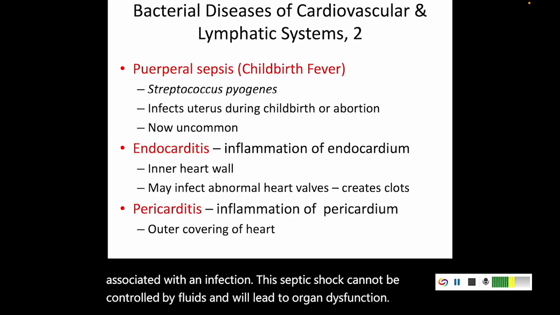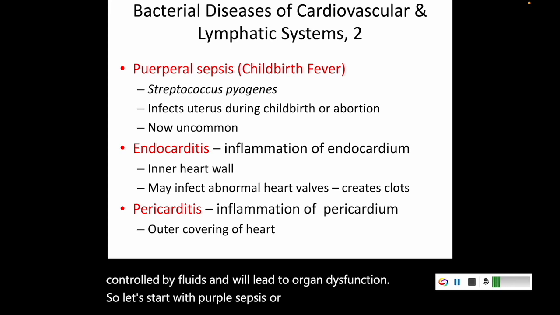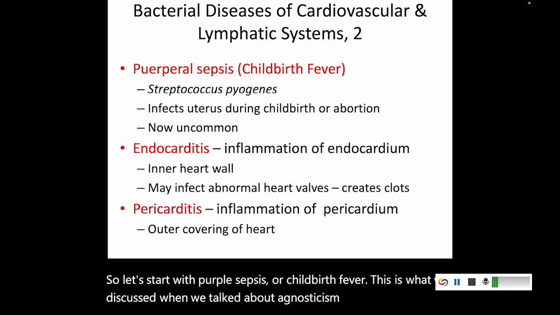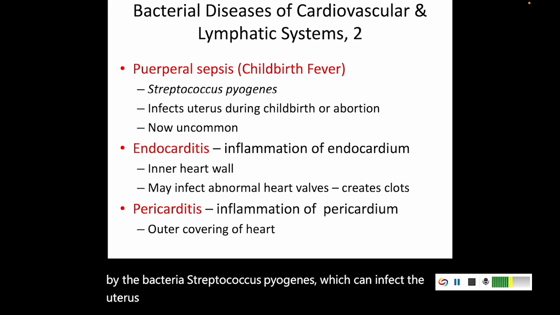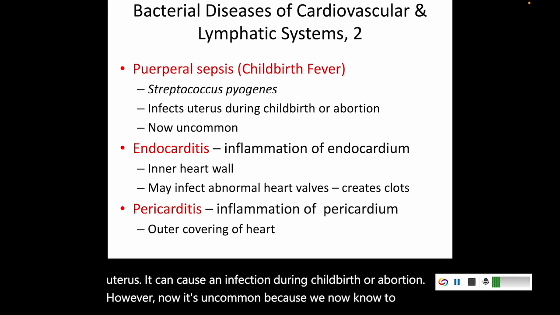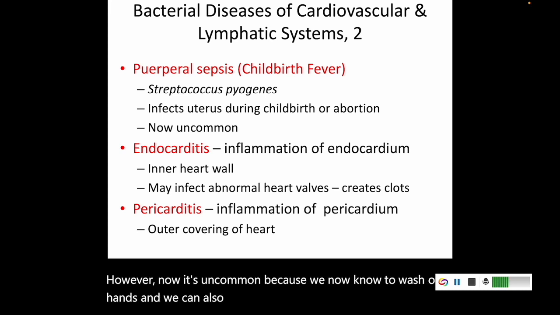So let's start with puerperal sepsis or childbirth fever. This is what we discussed when we talked about Ignaz Semmelweis. This is caused by the bacteria Streptococcus pyogenes, which can infect the uterus. It can cause an infection during childbirth or abortion. However, now it's uncommon because we now know to wash our hands, and we can also take penicillin.